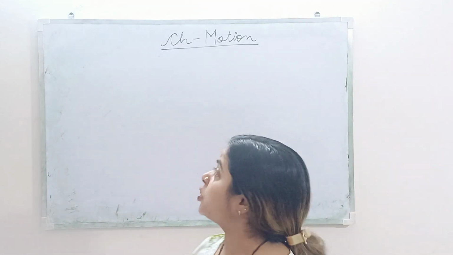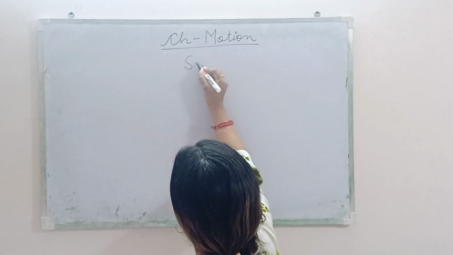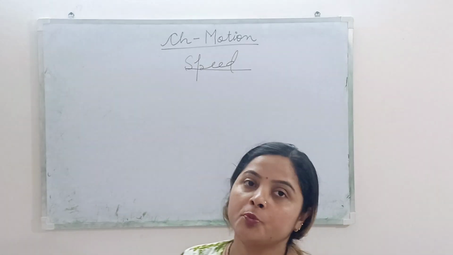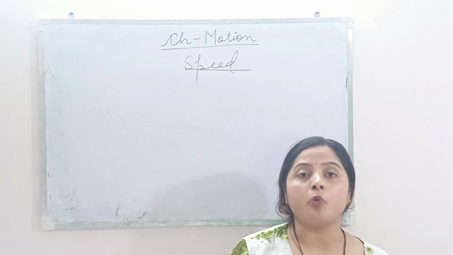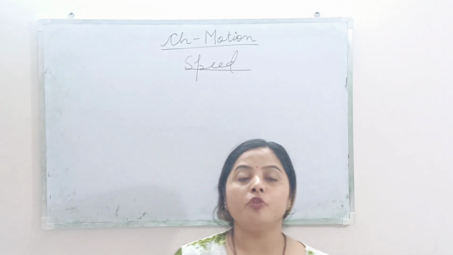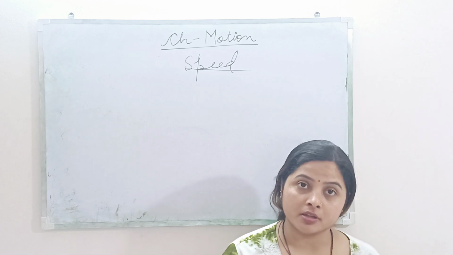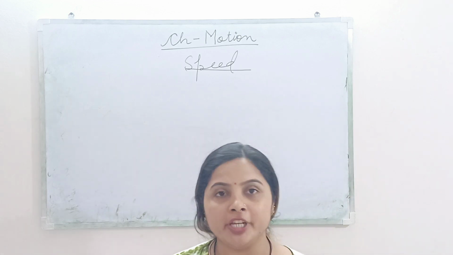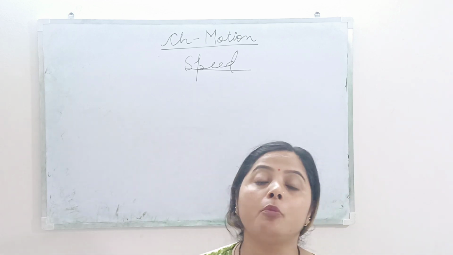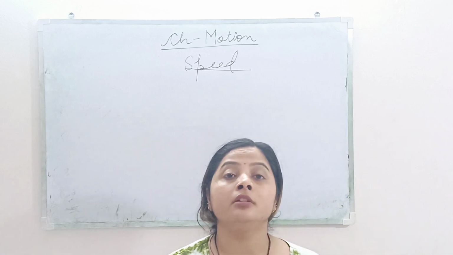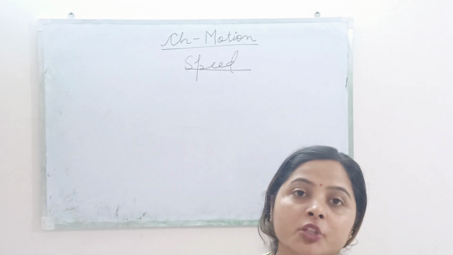Next topic is speed. Now what is speed, children? Speed means, if a body is moving very fast, we say that the speed of the body is fast. And if the body is moving slowly, what do we say? The speed of the body is slow. So this fast and slow movement of the body is speed.